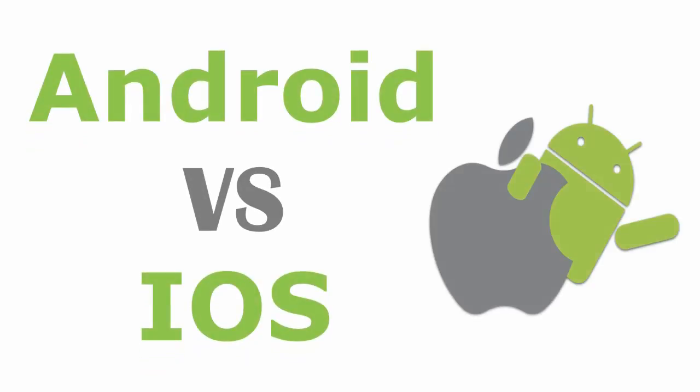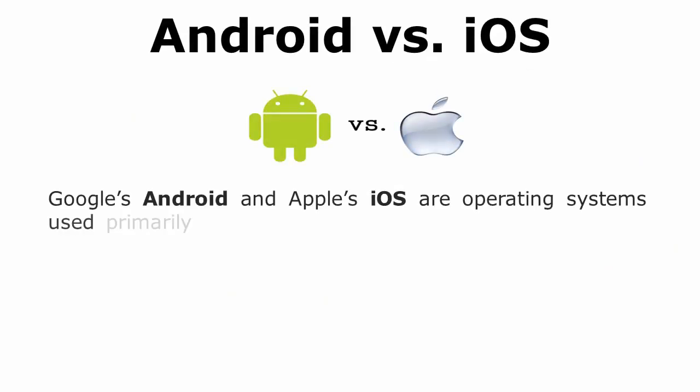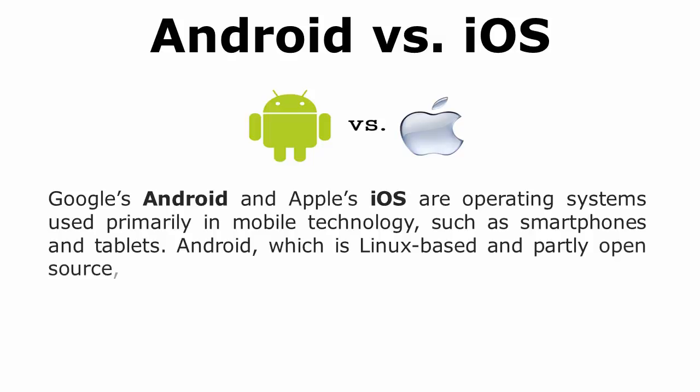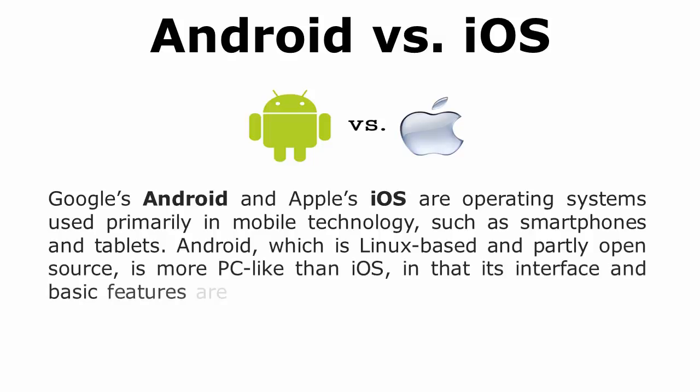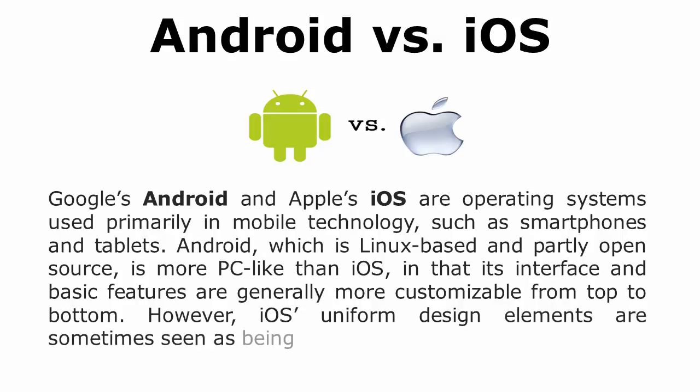Difference between Android and iOS. Google's Android and Apple's iOS are operating systems used primarily in mobile technology, such as smartphones and tablets. Android, which is Linux-based and partly open source, is more PC-like than iOS, in that its interface and basic features are generally more customizable from top to bottom. However, iOS uniform design elements are sometimes seen as being more user-friendly.